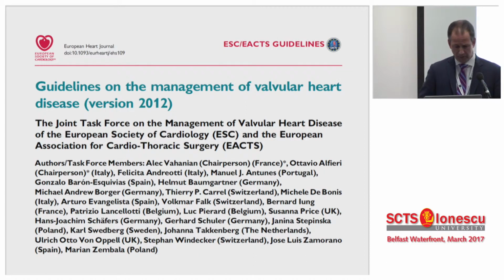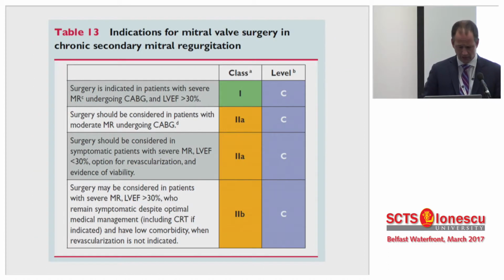These were the guidelines that were published in 2012, the European guidelines on mitral regurgitation. For secondary mitral regurgitation, if the patients had severe MR and had another reason to undergo surgery, most commonly CABG, then it was a class 1C recommendation. For those that had moderate MR, we classified it as a 2A indication, and then a 2B indication in patients that had severe MR and were symptomatic but did not have any revascularization options.